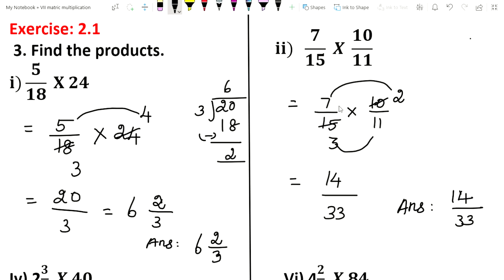Okay, I repeat this: 7 by 15 into 10 by 11. So see here, there is no common factor between 7 and 15 as well as 10 and 11. Then crossly I am cancelling this number. So 15 divided by 5, I get 3. 10 divided by 5, 2. Now you multiply the numerators. 7 2s are 14. 3 11s are 33. So what is the answer? 14 by 33.